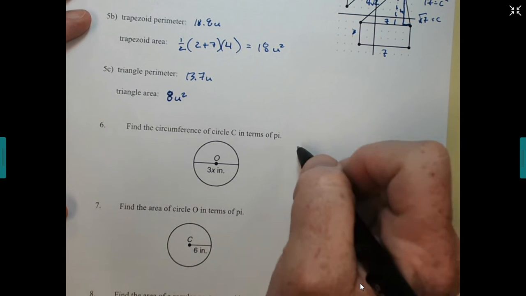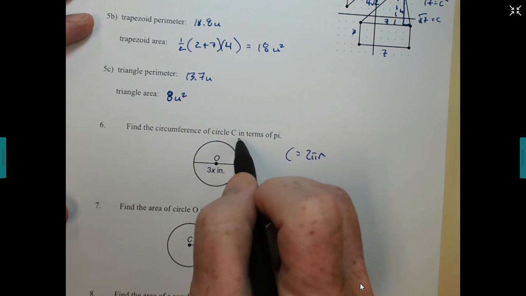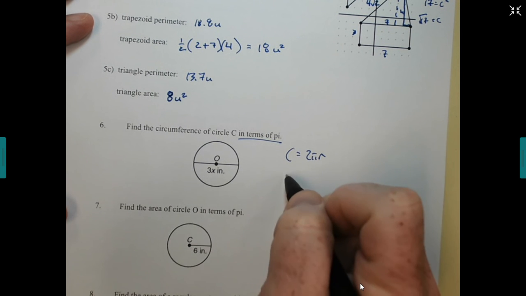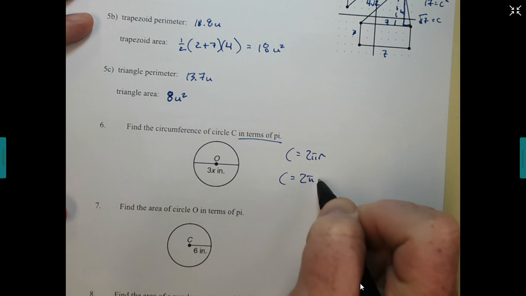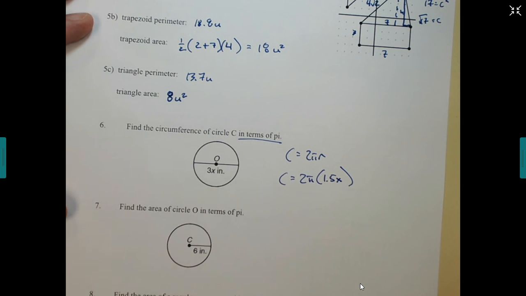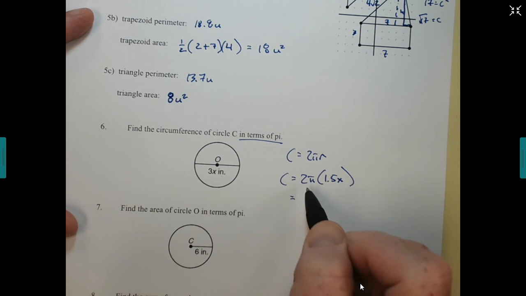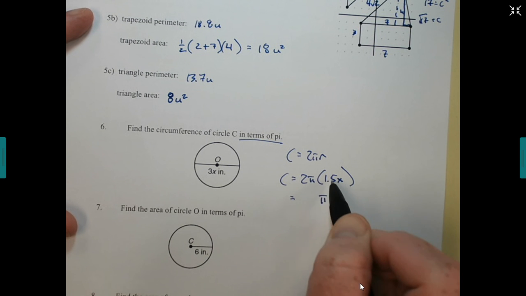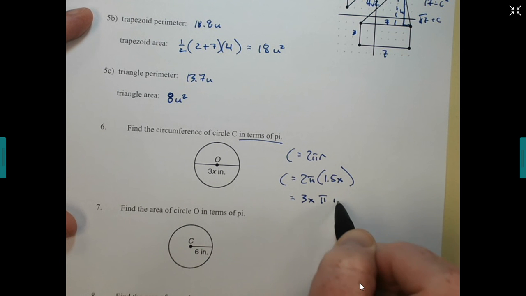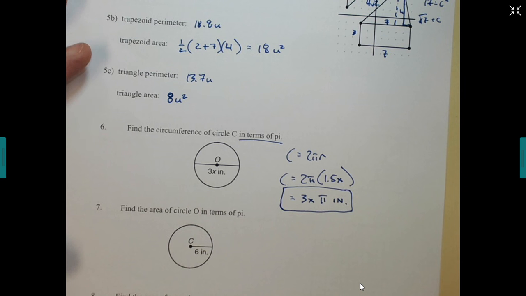Find the circumference. I know circumference is 2 pi r, and they want it in terms of pi. This is important. So if the diameter is 3x, I'm going to be doing 1.5x for the radius. So to leave it in terms of pi, I'm going to leave pi alone. 2 times 1.5x is 3x pi. This is circumference, which is one-dimensional. It's a perimeter of the circle, so that's inches.